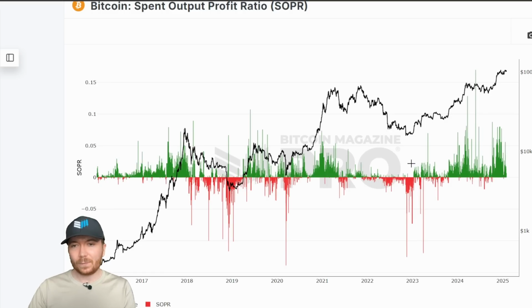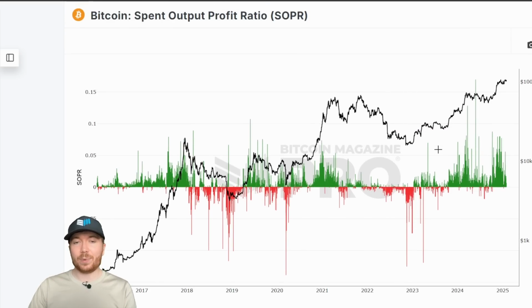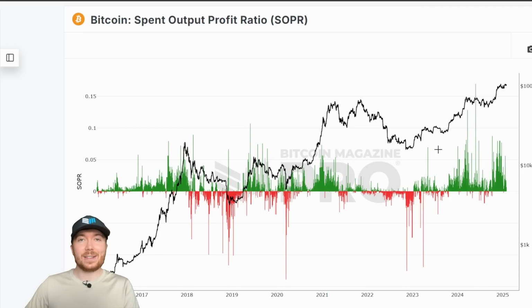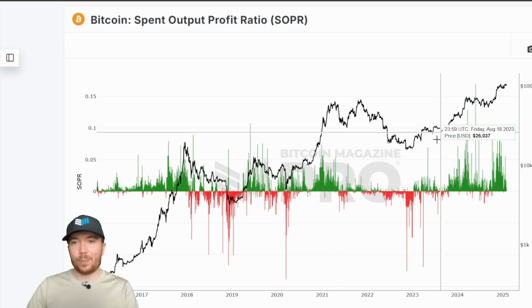a market bottom. And what we can see, looking at the spent output profit ratio, is that when BTC holders begin realizing especially larger profits or losses, this usually indicates what the market is doing and what price action is likely to do next. So another key component is the actual profit that is being realized on chain.